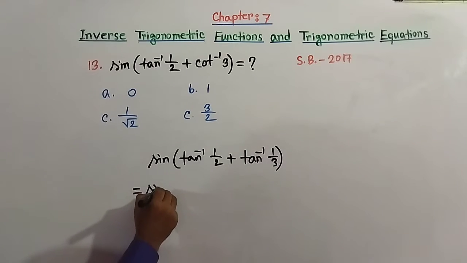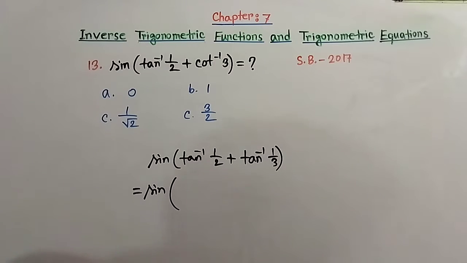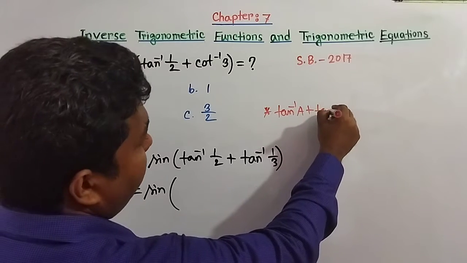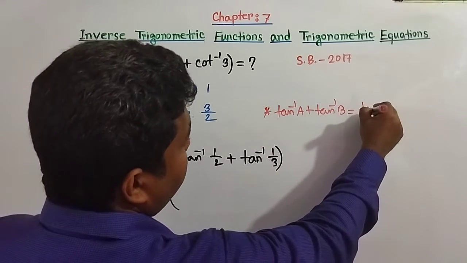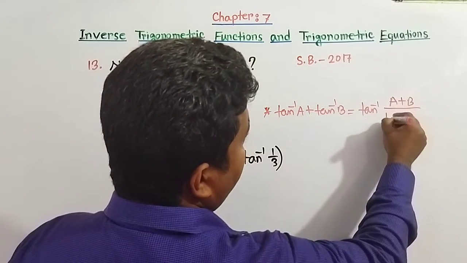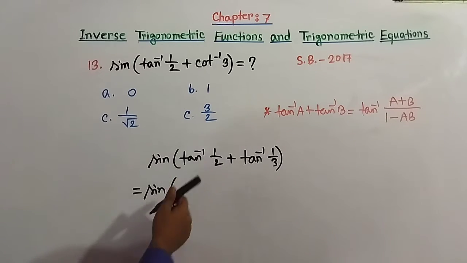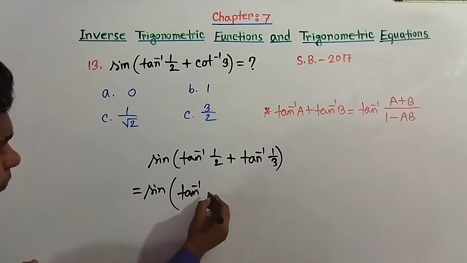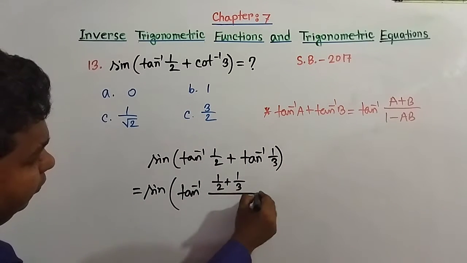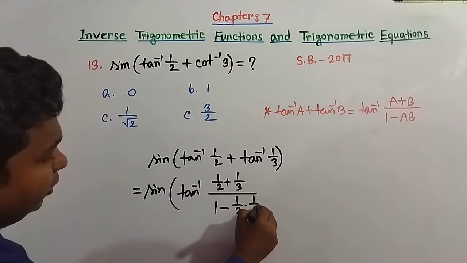Now here sin of tan inverse A plus tan inverse B. We know our formula, tan inverse A plus tan inverse B equals tan inverse of A plus B divided by 1 minus A into B. By using this formula, we can write this as tan inverse of A plus B, that is half plus 1 by 3, divided by 1 minus AB, that is half into 1 by 3.